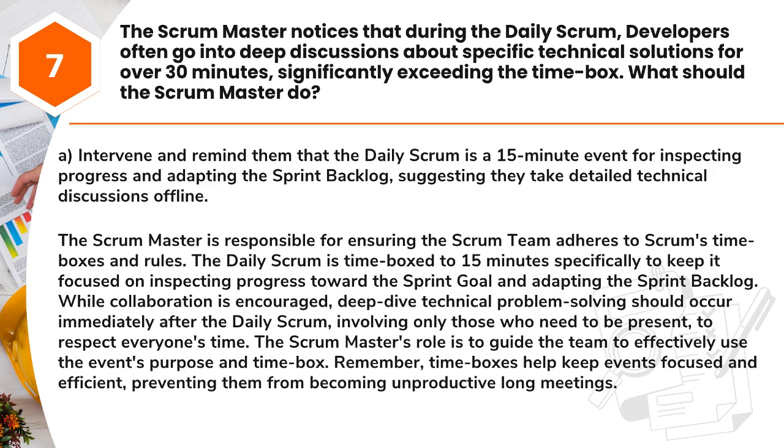Answer. A. Intervene and remind them that the daily Scrum is a 15-minute event for inspecting progress and adapting the sprint backlog, suggesting they take detailed technical discussions offline. The Scrum Master is responsible for ensuring the Scrum team adheres to Scrum's timeboxes and rules. The daily Scrum is timeboxed to 15 minutes specifically to keep it focused on inspecting progress toward the sprint goal and adapting the sprint backlog.